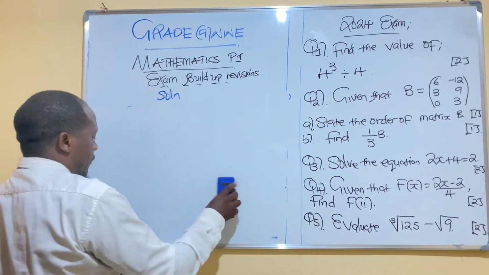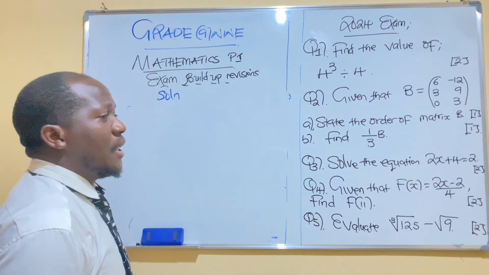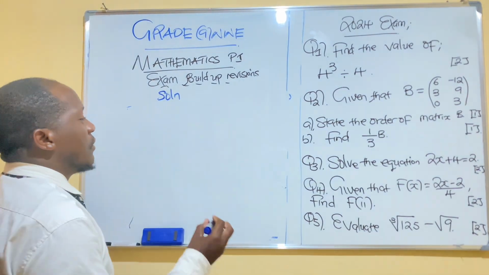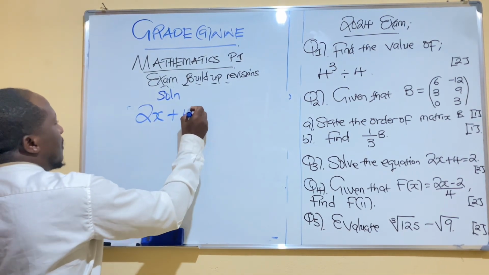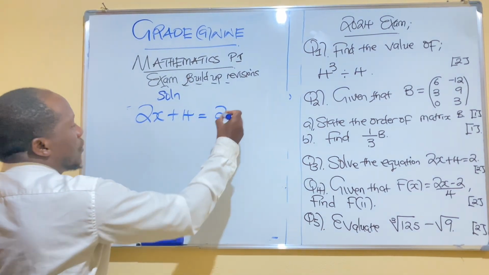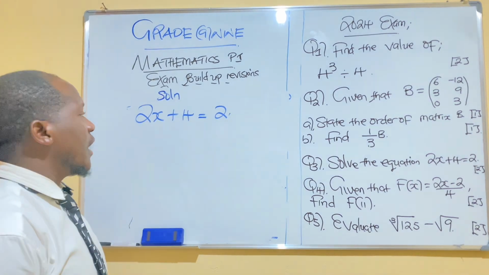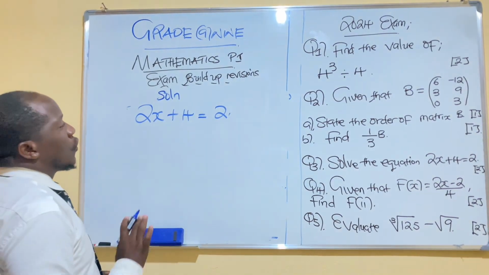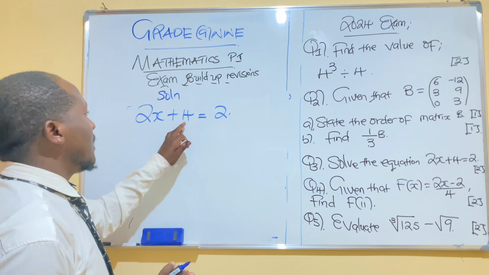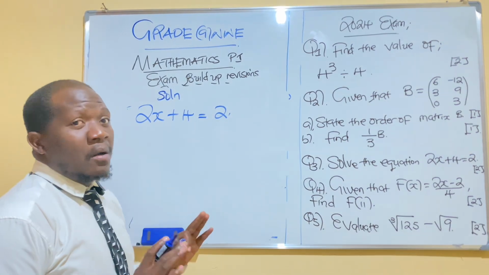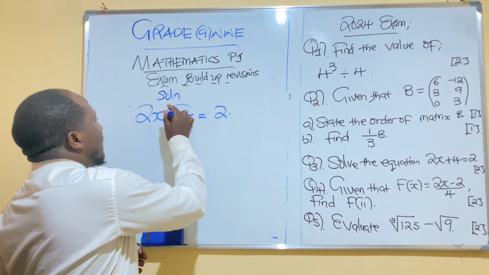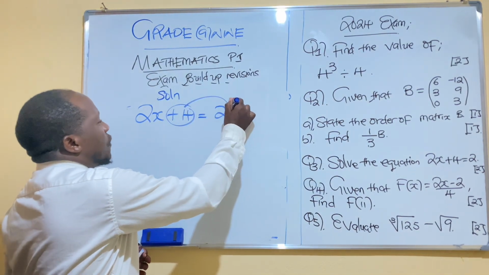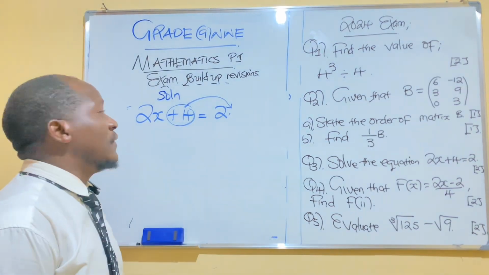So then we move on to question 3, which says solve the equation. So we have 2x plus 4 equal to 2. If we observe, we're going to collect like terms together. This is a number and this is a number without a variable. So we can take this 4 to the other side, where it's going to have an additive inverse.